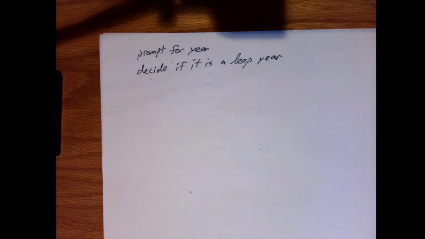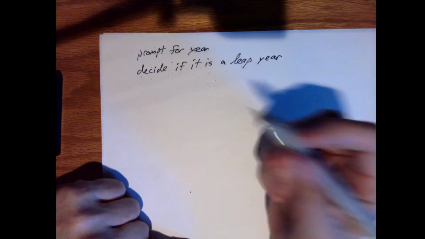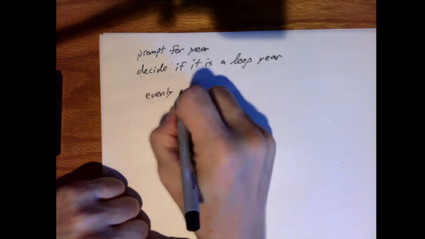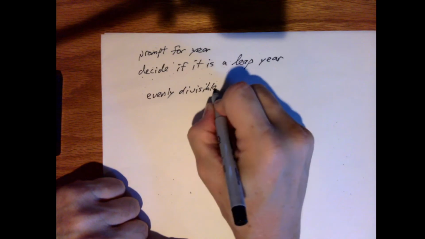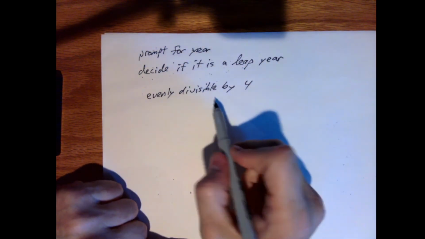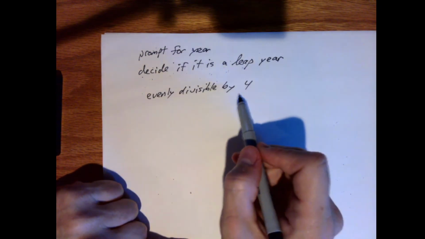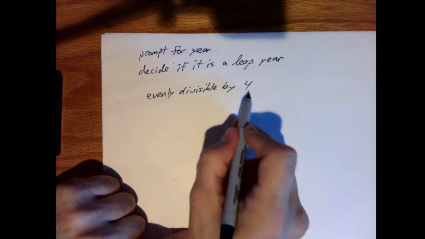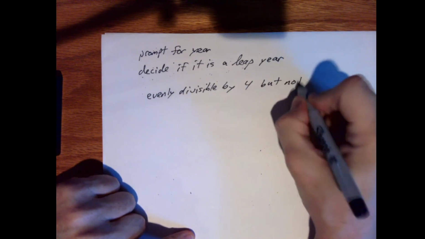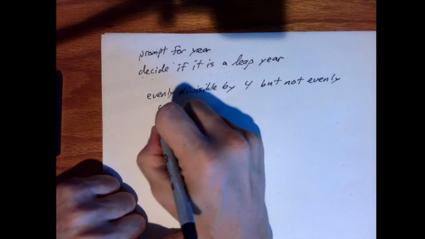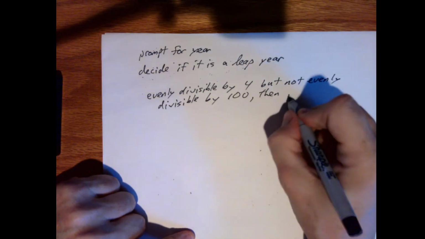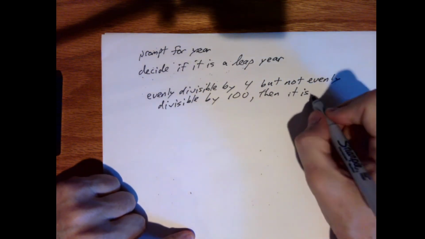Now, most people probably realize that in order for a year to be a leap year, it has to be evenly divisible by four. And it is true that if a year is not evenly divisible by four, it's not a leap year. But it turns out it's actually a little more complex if the year is evenly divisible by four. There's some additional rules we have to consider. If a year is evenly divisible by four, but not evenly divisible by 100, then it is a leap year.